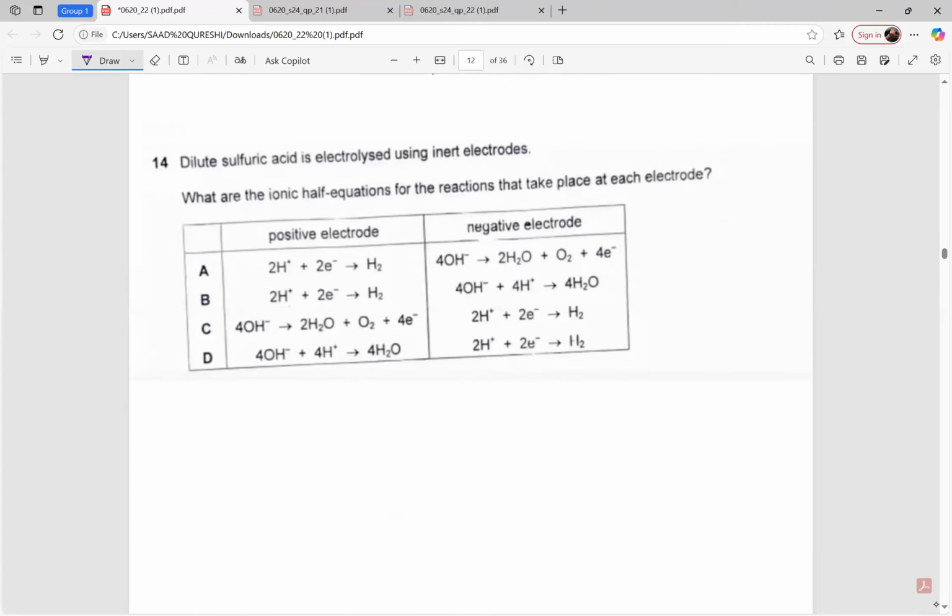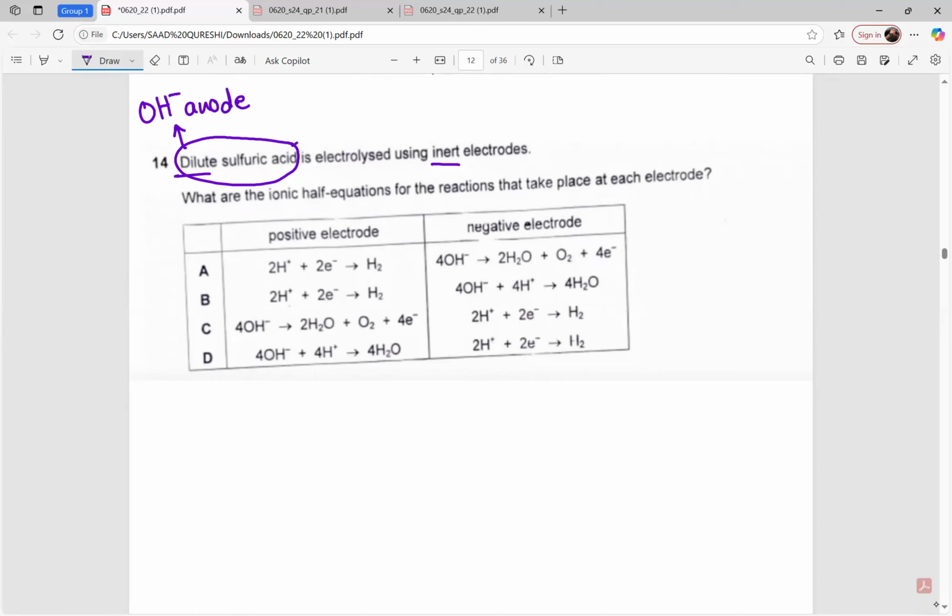Dilute sulfuric acid is electrolyzed using inert electrodes. What are the ionic half equations for the reactions that take place at each electrode? It's a dilute sulfuric acid, which is really easy because in every dilute solution, as I told you before, hydroxide ions will go to the anode in every dilute solution, whether it is acid or salt.